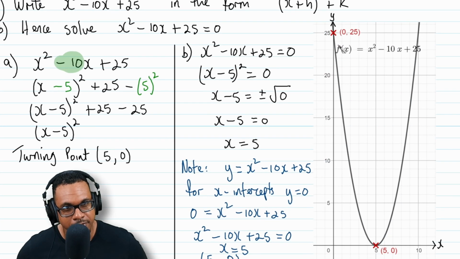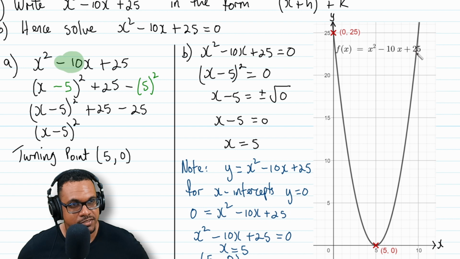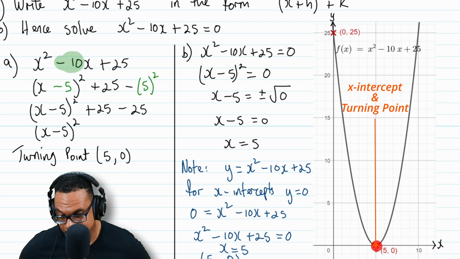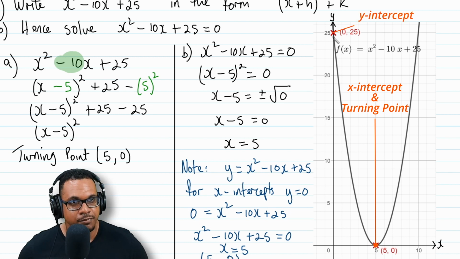So here I brought a diagram of the graph to show what the parabola will look like. So you see it's going down like a valley. So it's a minimum curve. It turns at the coordinate 5, 0. So that's 5 on the x, 0 on the y, which happens to be an x-intercept where the graph touches the x-axis. And you can see up here, it touches the y-axis at 0, 25. So 25 is the y-intercept.